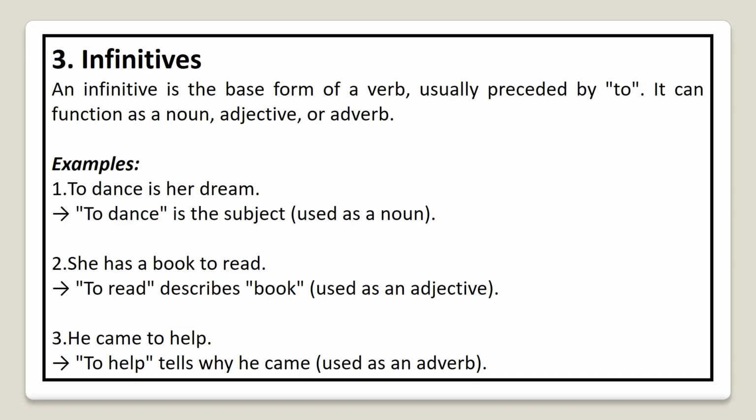And she has a book to read. To read describes the book. She has a book to read. Here to read describes the book, used as an adjective. And another sentence, he came to help. To help tells why he came. He came to help, used as an adverb. So in this way, these are the examples of infinitive verbals. So in this way, these verbals are finished.